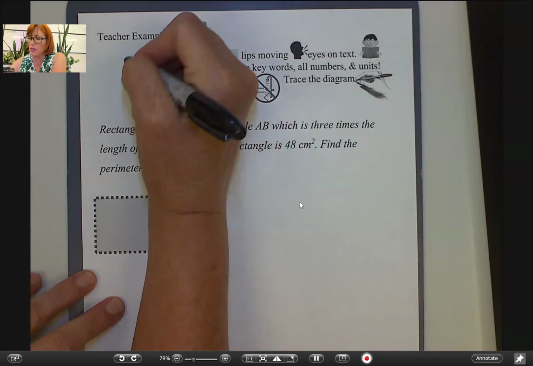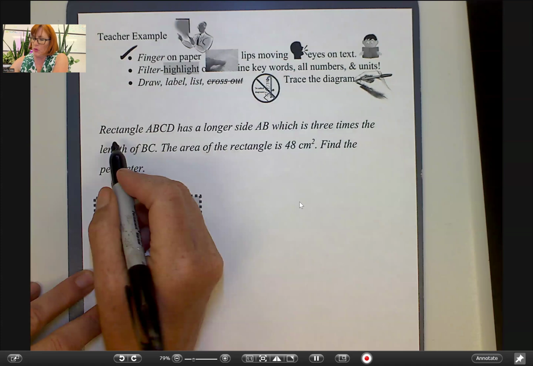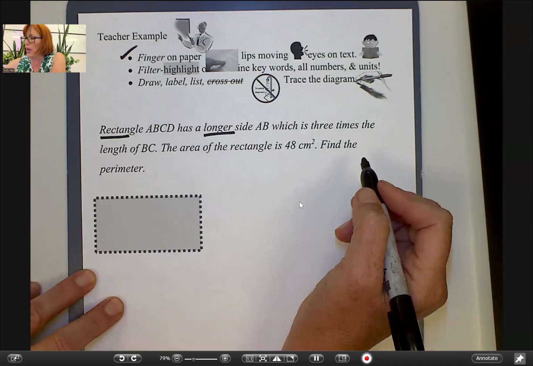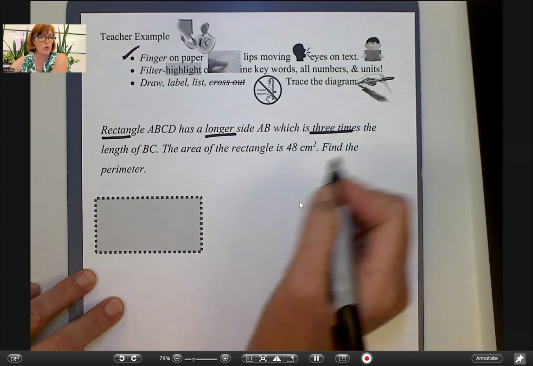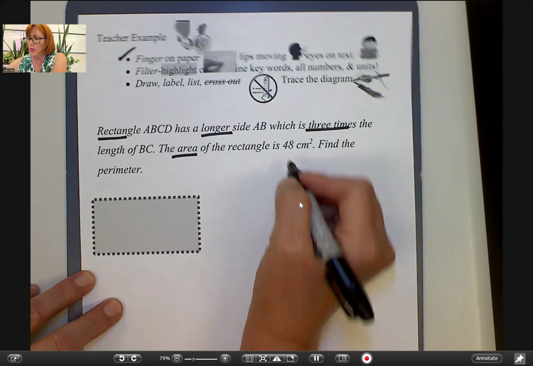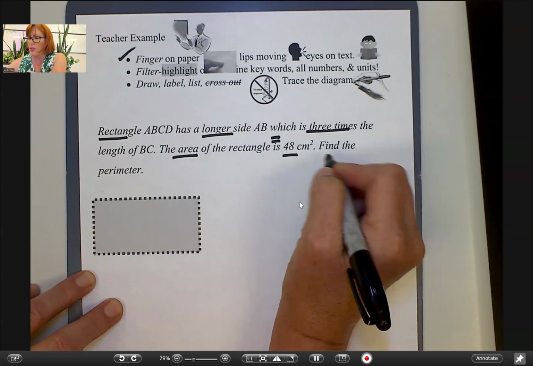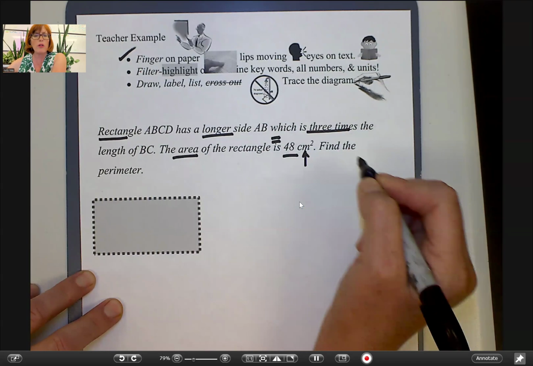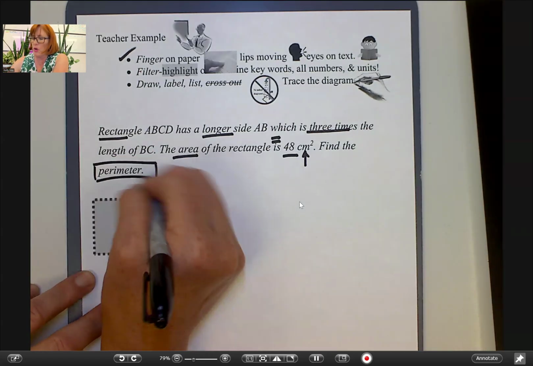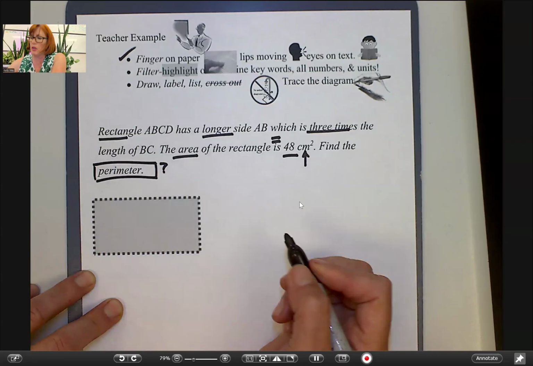So we're done with this. First, we have a rectangle. It has a longer side. That longer side is 3 times the shorter side. We're given the area is an equal sign, 48, watch out, centimeters squared. Find the perimeter. I like to box my question with a question mark in it.